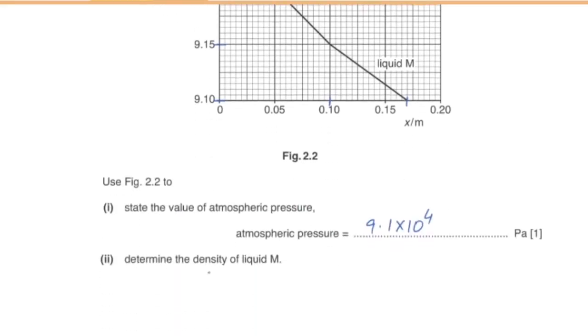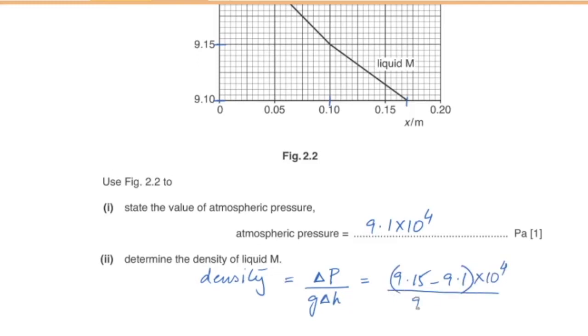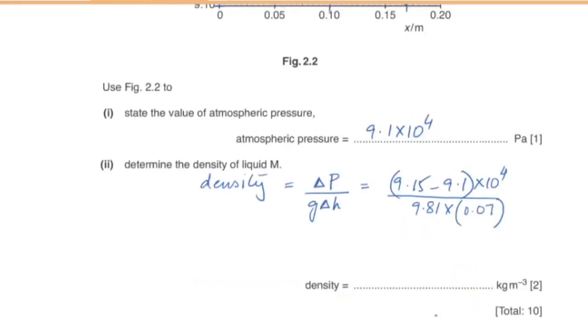So density is equal to change in pressure divided by g times change in the depth of liquid. Change in pressure is from 9.15 to 9.1, which also has × 10^4, divided by 9.81 times the change in depth, from 0.17 to 0.1, that's 0.07 meters, and hence the density of liquid M is 728 kilograms per meter cubed.